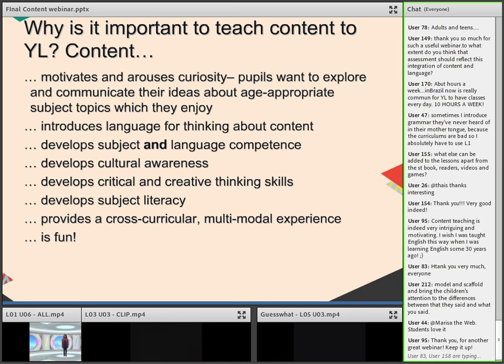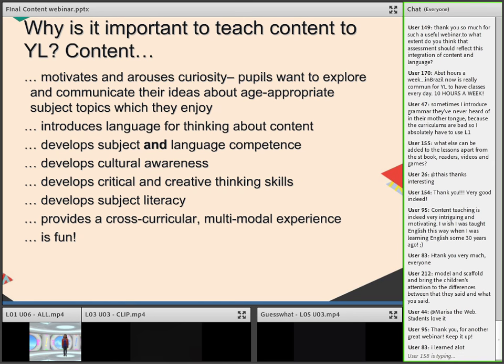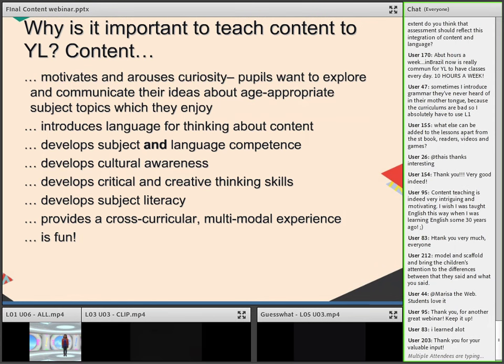Okay, thanks. Question now from Anna Xavier, who asks how you make assessment reflect the integration of content and language, to make sure that you're assessing both elements appropriately. Thank you, Anna. Again, that's a very common question in training courses.